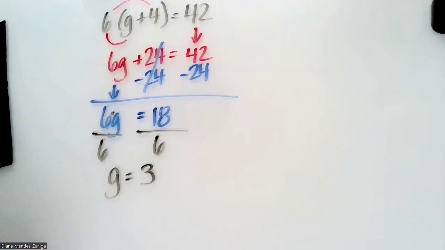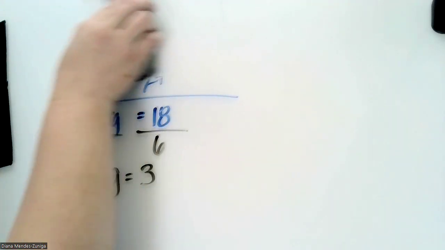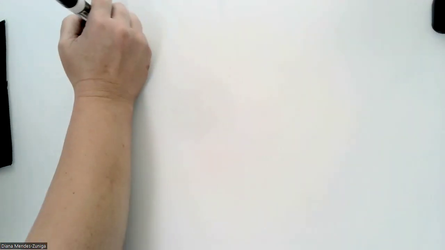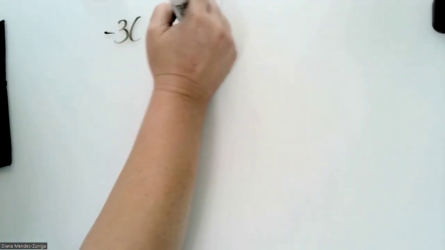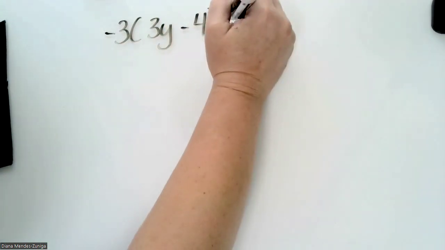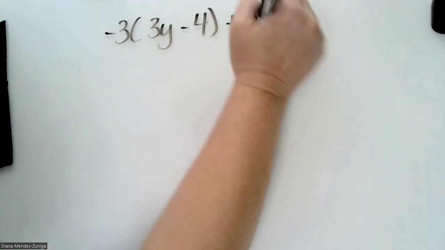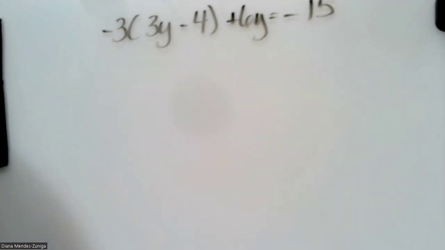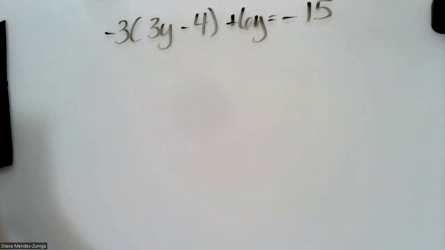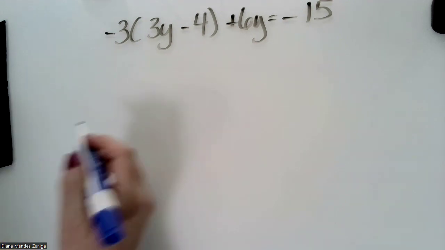Okay, let's get into something that's a little bit more difficult, and that's going to include a few additional steps. Okay, so let's do negative 3 times the quantity 3y minus 4, plus 6y equals negative 15. Okay, now that looks a bit longer. Now this problem looks more confusing because we have a few of the steps in here.